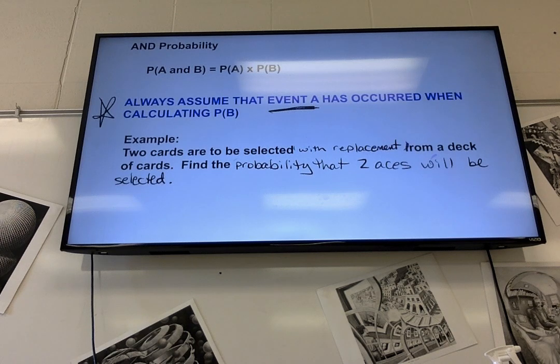Okay, so here's our problem. We're going to select two cards. Notice it's two. And it says with replacement. That's important to know. From a deck of cards, so regular deck of cards, we're going to find the probability that two aces will be selected.